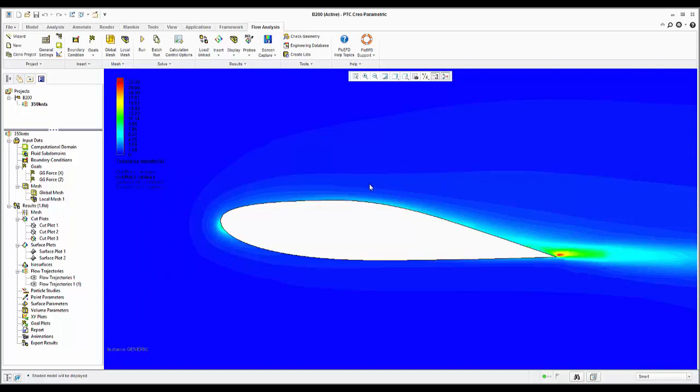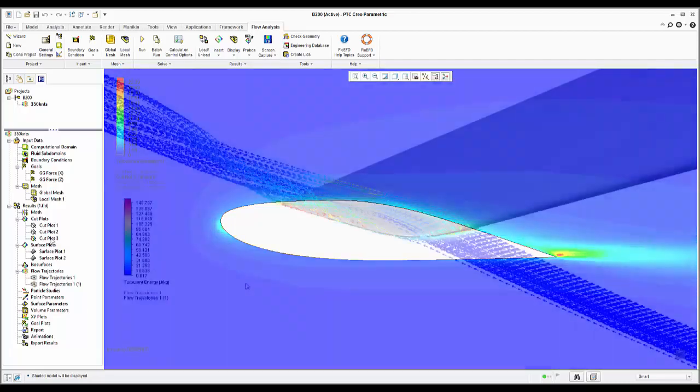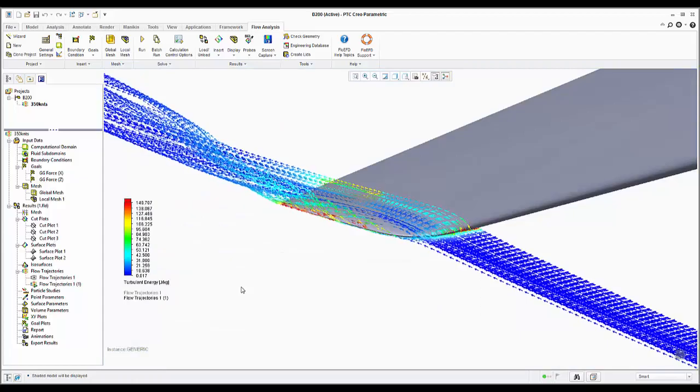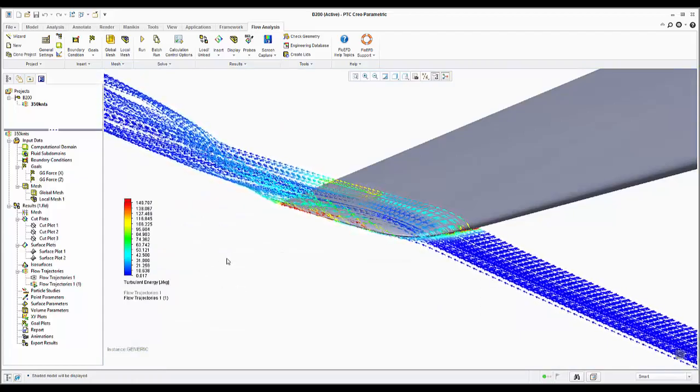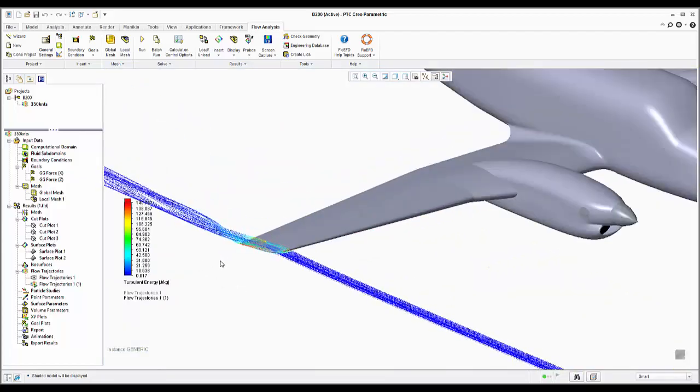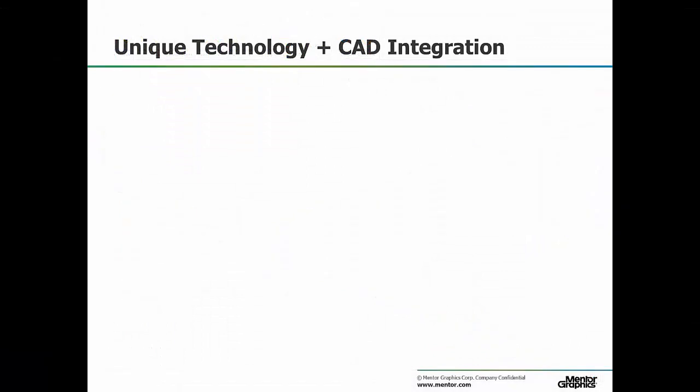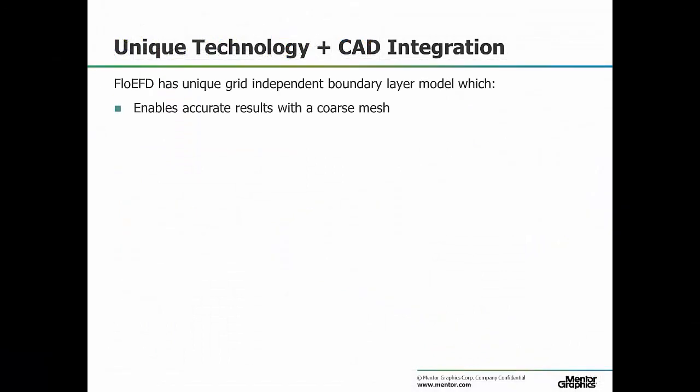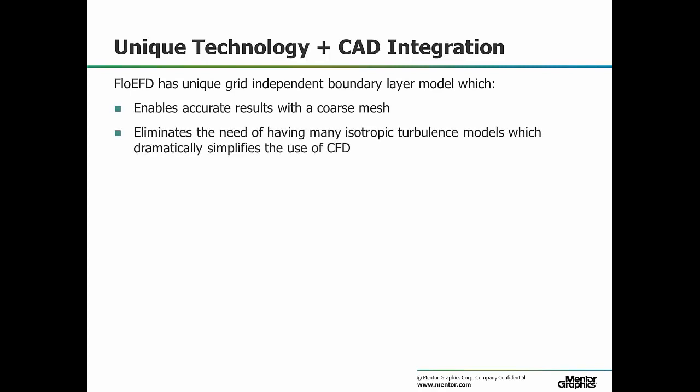Flow around the aircraft shows the velocity vectors and in particular the wingtip vortices. These can be isolated and colored by turbulent energy, which shows the chaotic mixing nature of the flow at the wingtips. In conclusion, FloEFD has several unique proprietary features which make CFD analysis faster and more accessible to design engineers.